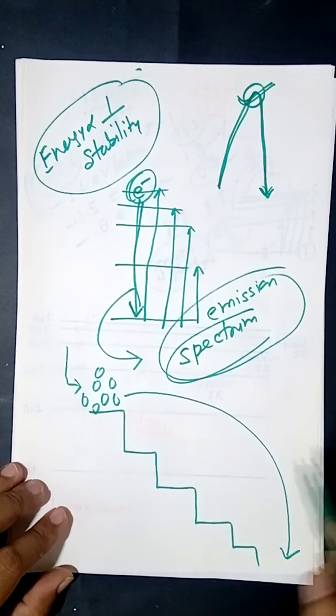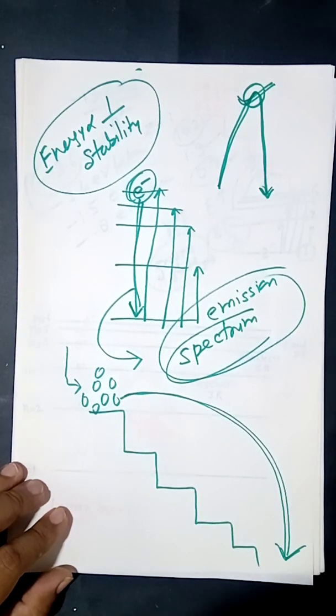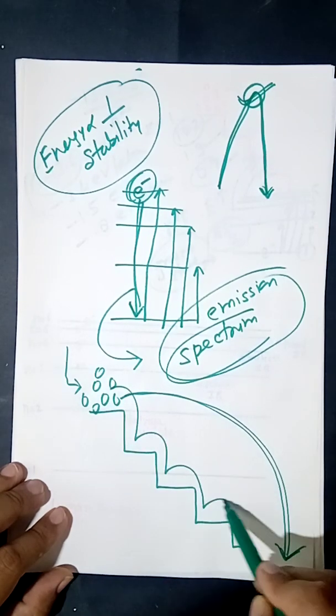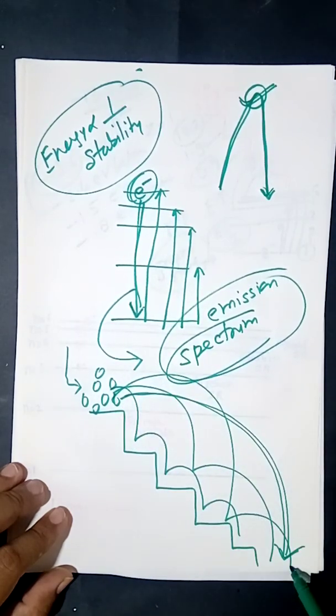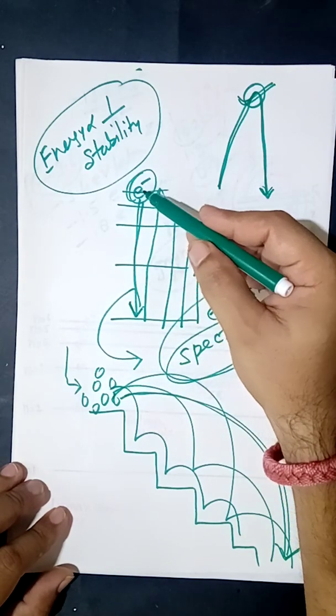Now, is it compulsory that the ball uses only this particular path? Then once again the answer is no. The ball can use this path, or this path, or this path also. So various paths can be taken by the ball to come to the ground. The same goes for the electron also.